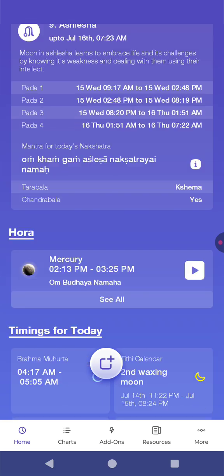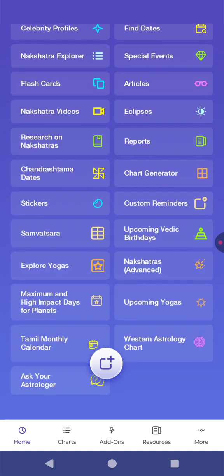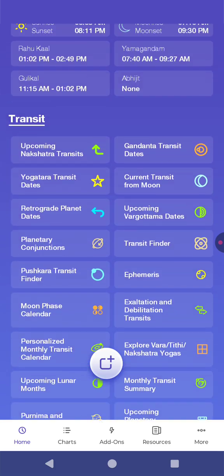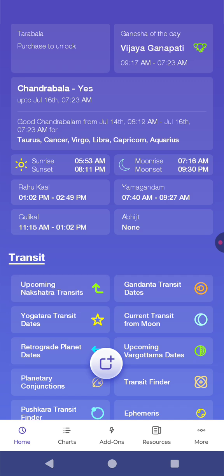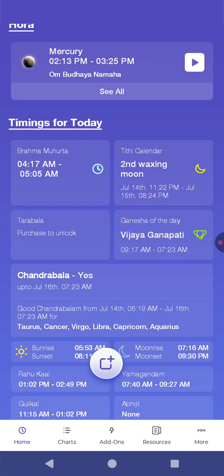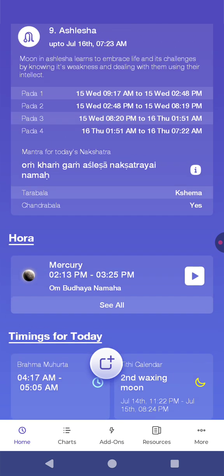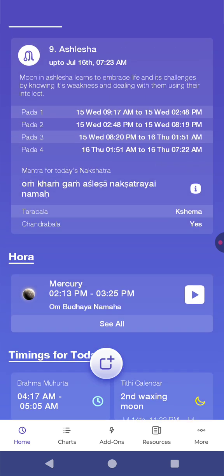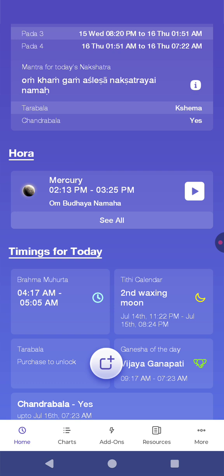So the planets all have hours assigned to them throughout the day. This mixes with a lot of things such as your timelines or your dashas. It also has a lot to do with other things in grids and matrices, etc. So real quickly here, we're going to see that the planetary hour right now is in the hora of Mercury.